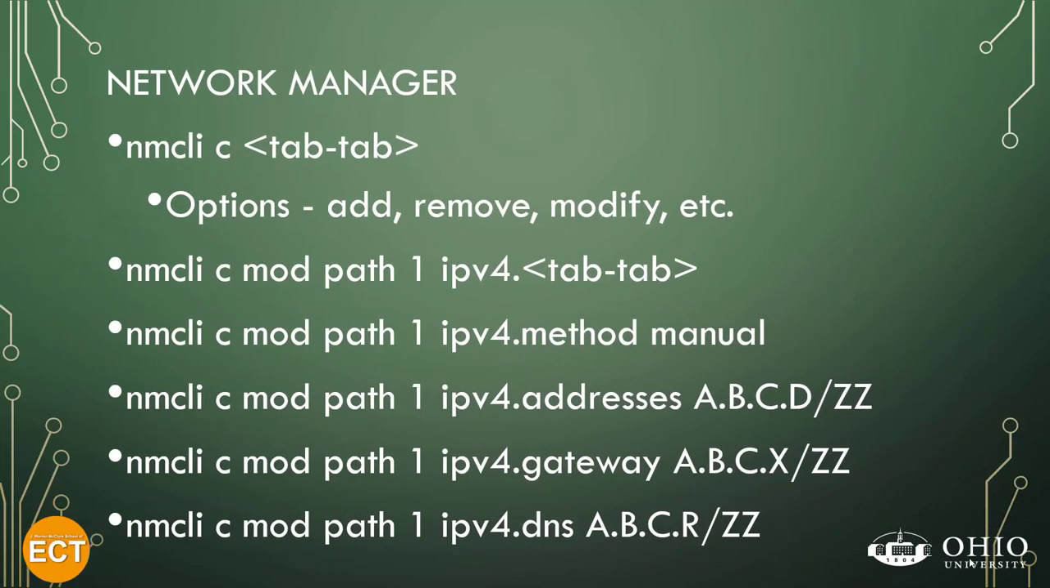All right, so some basic things we can do with Network Manager. Tab completion is really going to be your buddy in this case, because there are a lot of options, and if you're looking for a specific one, you can work your way down the command line, and using tab will give you different options. So the first one will just be nmcli c tab, and you'll get a variety of verbs: add, remove, modify. There are several others, but add, remove, modify are the big ones that we tend to use.